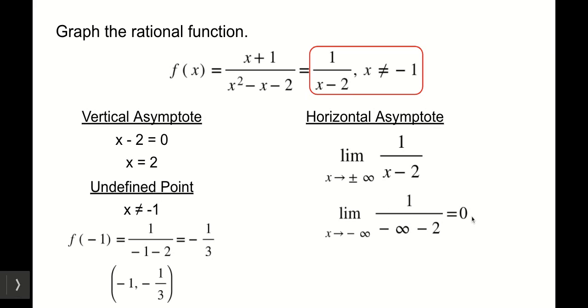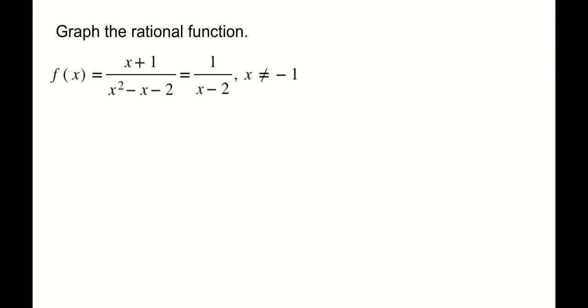So think about 1 over the largest number ever will be the smallest number ever, which is 0. Now do 1 over positive infinity, so again 0. So my horizontal asymptote has to be y equals 0. All right, so let's do our stuff again.